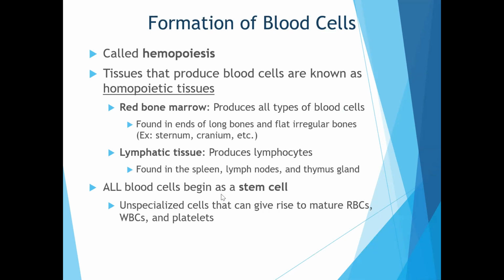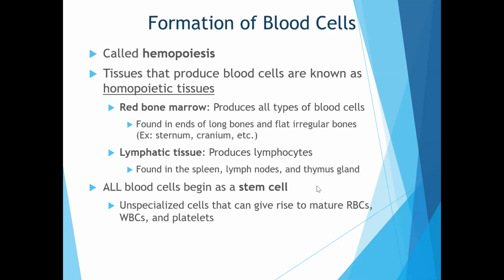Our lymphatic tissue, which is a couple chapters down the line, is the lymph system, and it produces just lymphocytes. Keep that in the back of your mind right now. They play a role in the immune system. They're found in the spleen, our lymph nodes, and the thymus gland, if you remember that from the endocrine chapter, last chapter. So we'll circle back for lymphocytes.